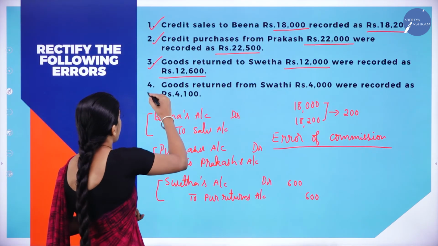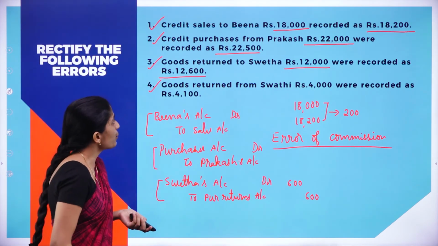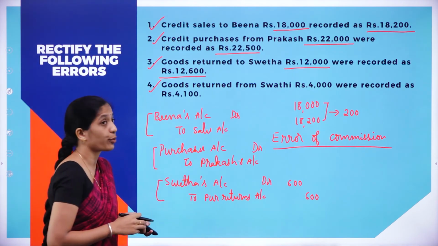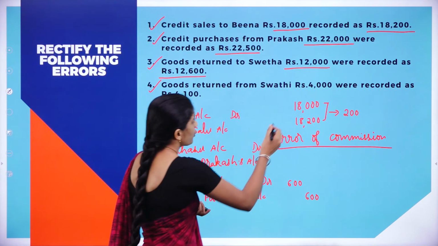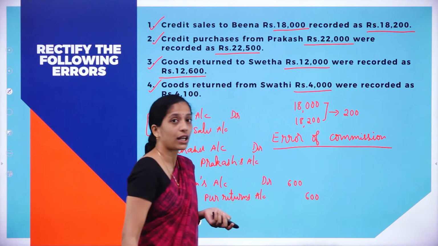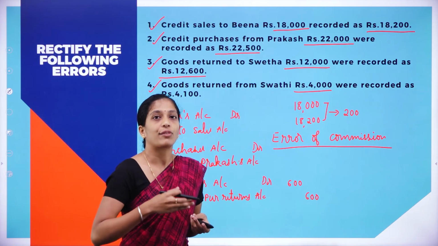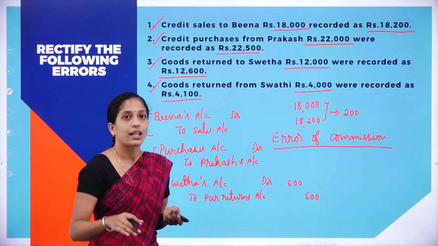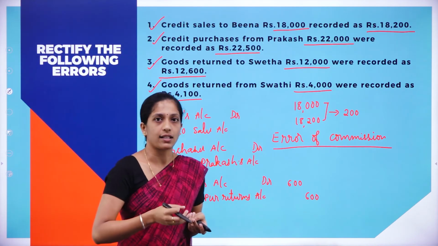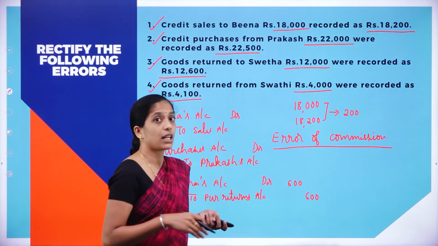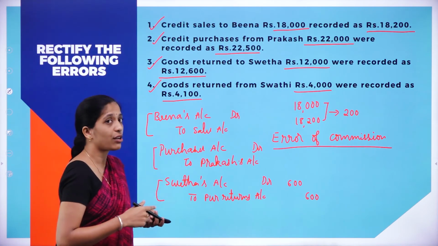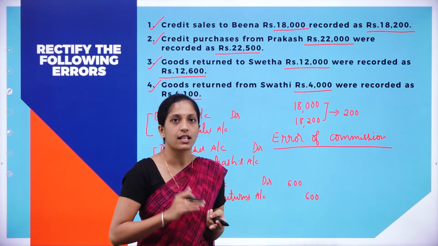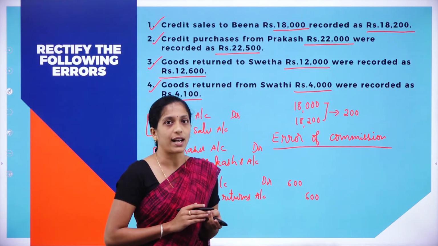Now, moving on to the next transaction, that is fourth one, goods returned from Swati, that is rupees 4,000 were recorded as rupees 4,100. So, they should have been recorded rupees 4,000, but what they have done? They have recorded more than the actual amount, that is 4,100. So, they should have recorded 4,000, but wrongly they have recorded 4,100. In the sense, 100 they have recorded in excess. So, we have to minus that 100, right?